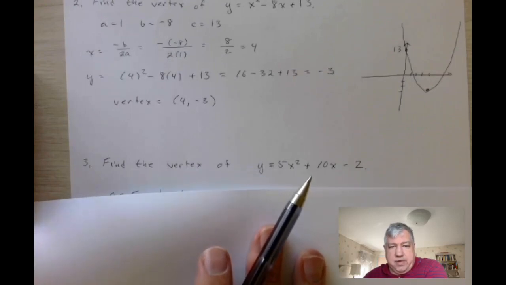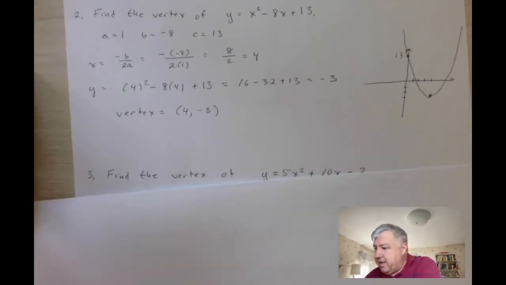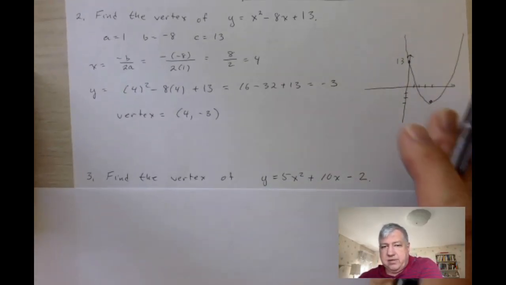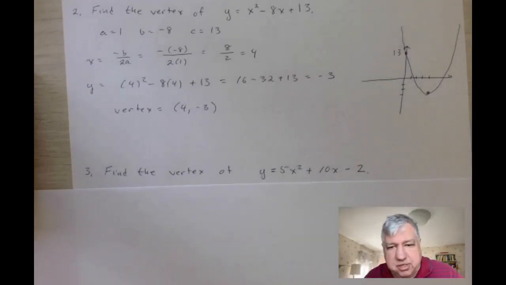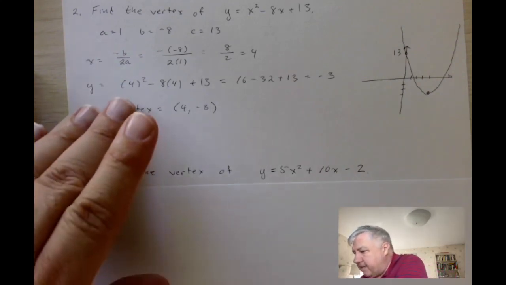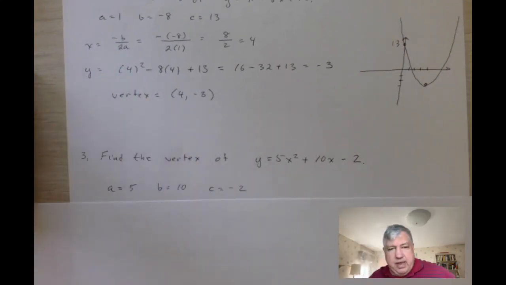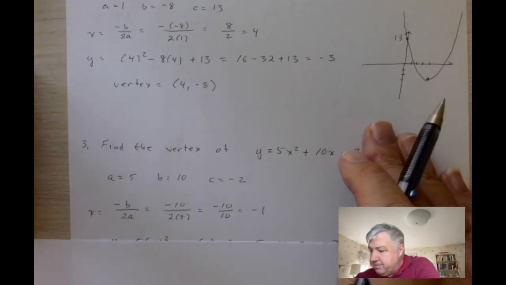Here we have y equals 5x squared plus 10x minus 2. I suggest you pause the video for a moment, find what a, b, and c is, and then go from there. So you can pause it. And if you've done that, hopefully you've come up with a is 5, b is 10, and c is negative 2.